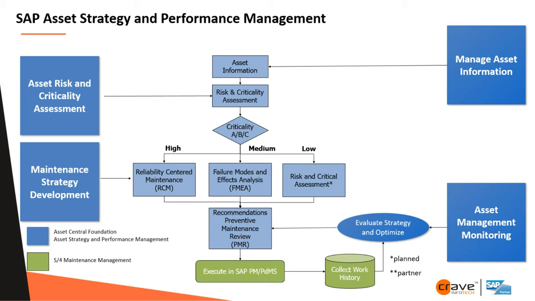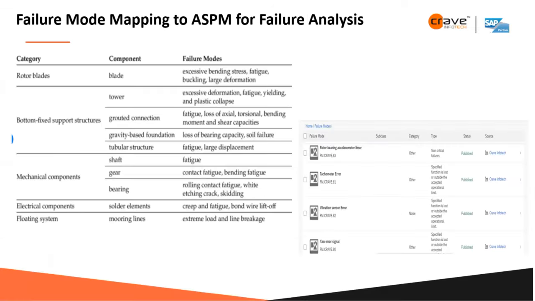Sir, can you take us to the next? As I said, next is the master data for ASPM. The model is failure modes. Failure modes will have the failure mode, cause and effect. We need to identify these. For wind turbines, these are the failure modes which are already available in your organization, so we can map all of this. Maybe you are keeping them in a third party system, and most of them are keeping them in Excel.